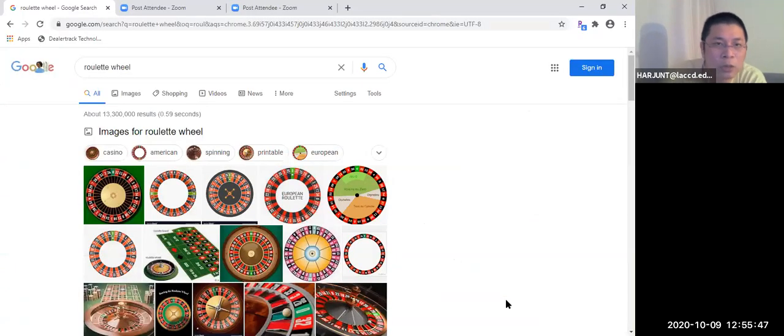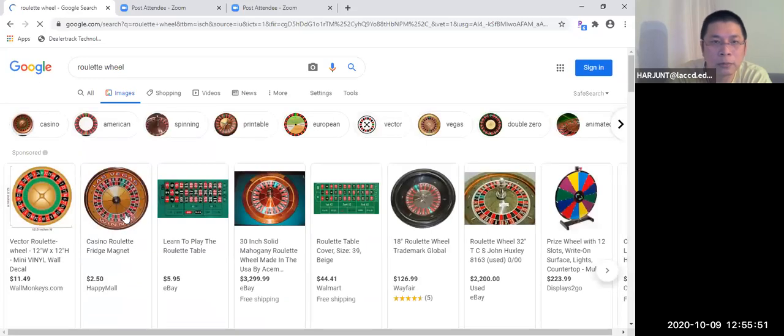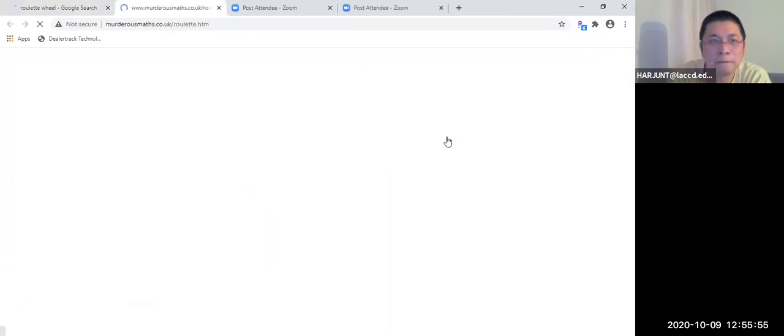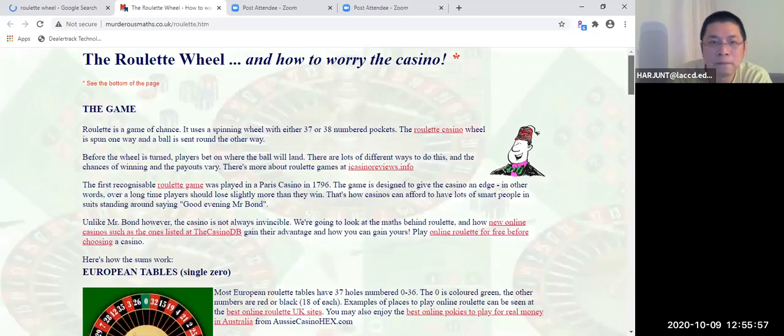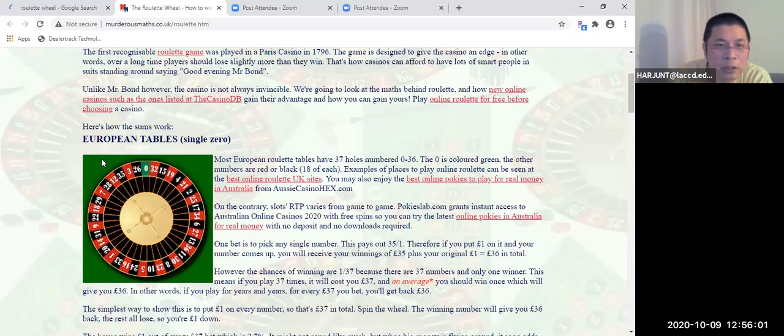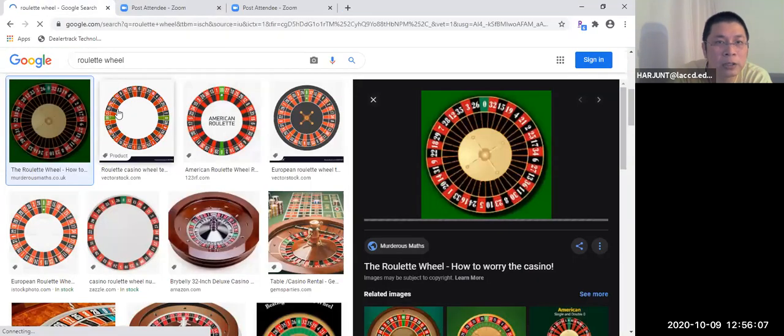Yeah, this is what a roulette wheel looks like. Maybe I pull one of them up. Yeah, this is the roulette wheel. I wonder if I make it larger. Oh, this is a Russian roulette or a British roulette. No, not this one, I don't want this. American roulette.